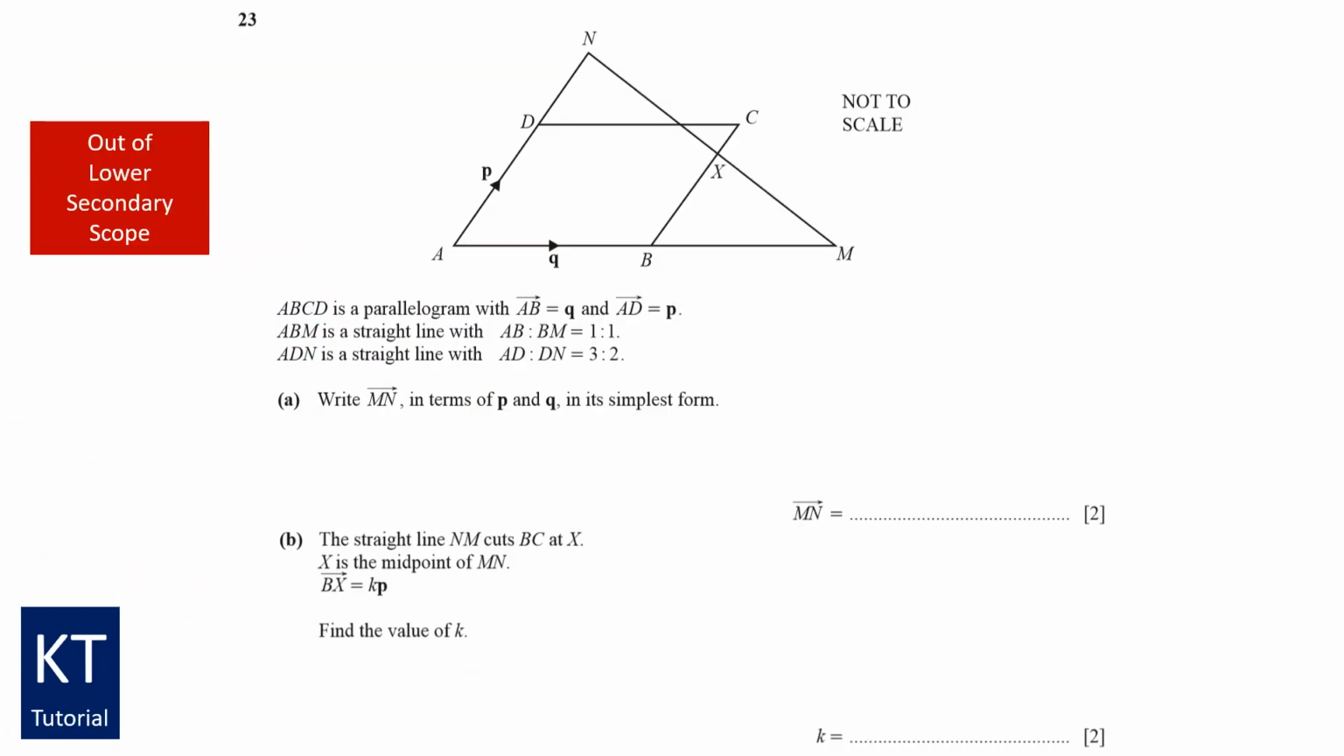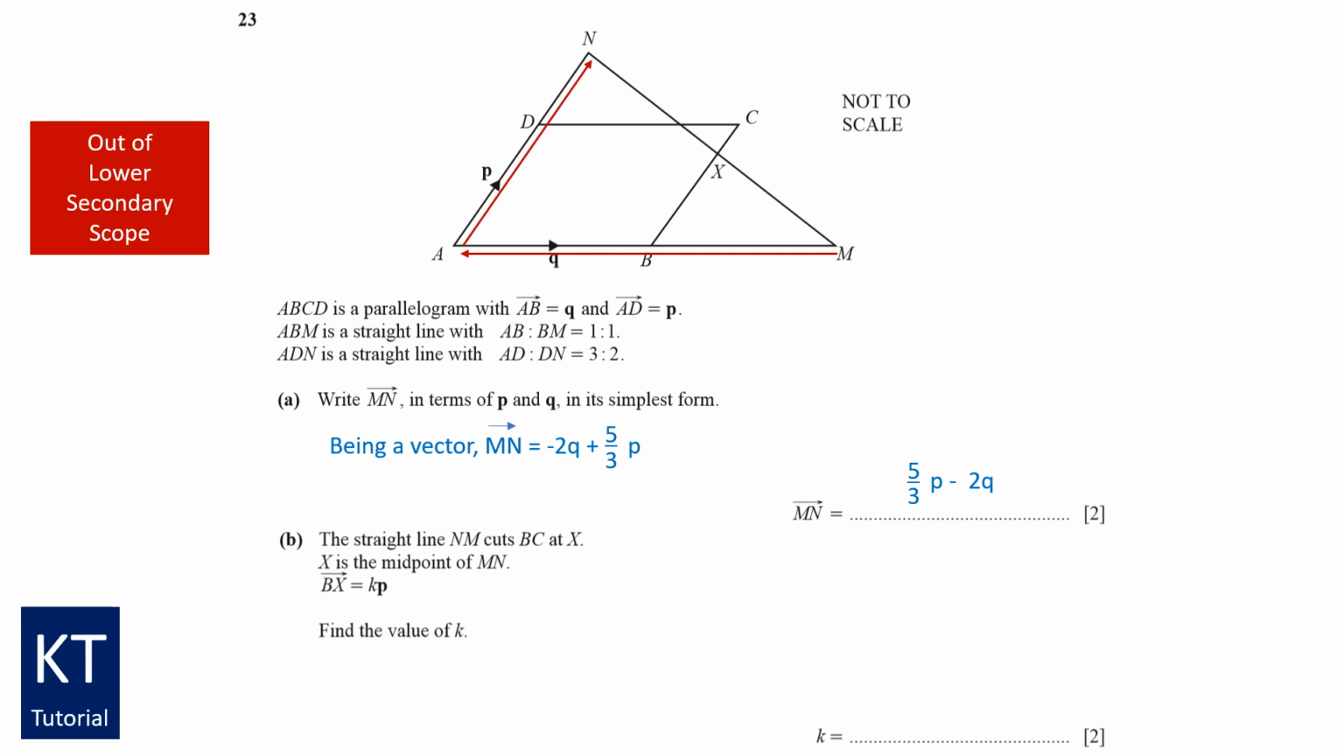Question 23. Where ABCD is a parallelogram, with AB being q and AD being p. ABM is a straight line, with AB and BM being in a proportion of 1 to 1, and ADN is a straight line with AD and DN being in a proportion of 3 to 2. Write MN in terms of p and q in its simplest form. Considering the ratios, MN is actually minus 2q plus 5 over 3 p.